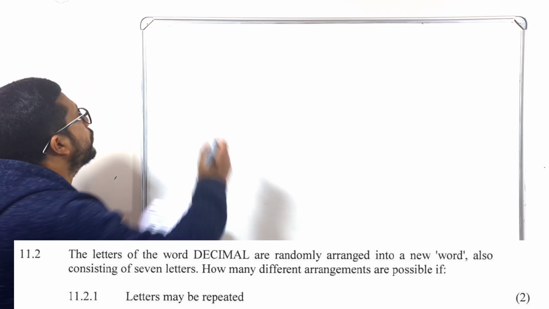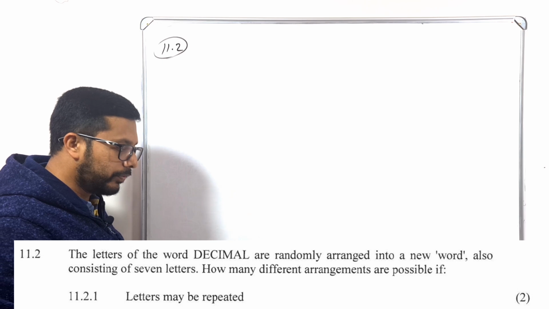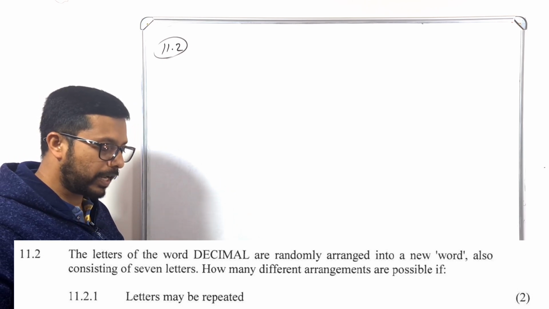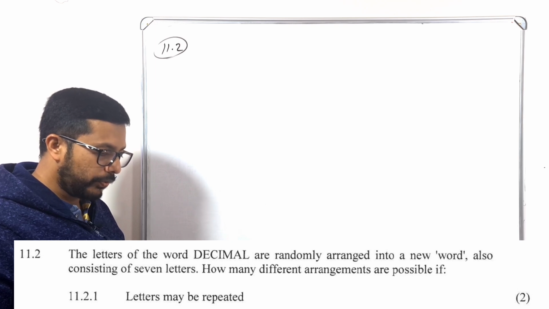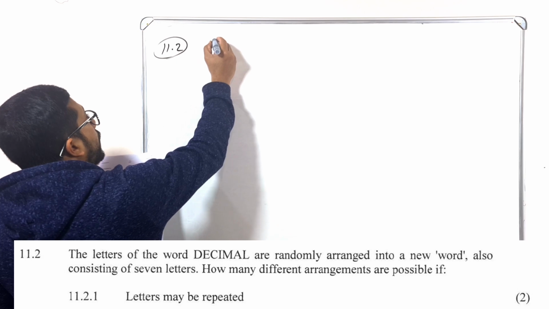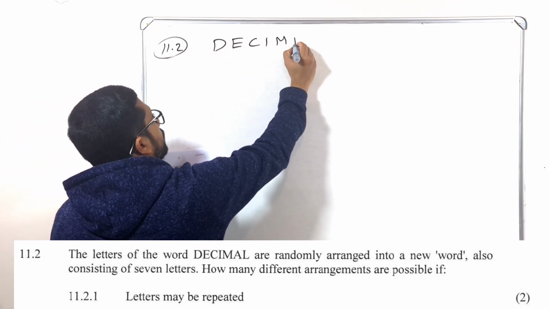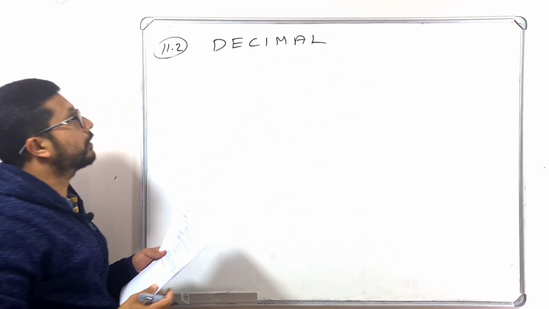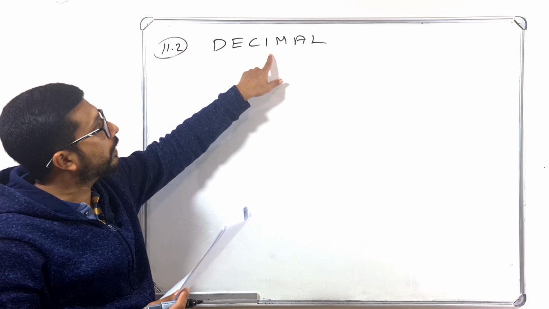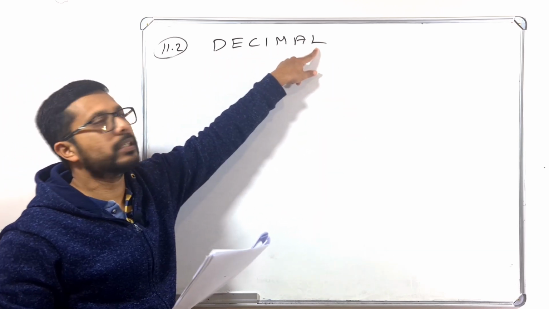Question number 11.2. What is question number 11.2? The letters of the word DECIMAL are randomly arranged into a new word, also consisting of 7 letters. So the word is DECIMAL. How many letters are there? D-E-C-I-M-A-L. 1, 2, 3, 4, 5, 6, 7 letters.